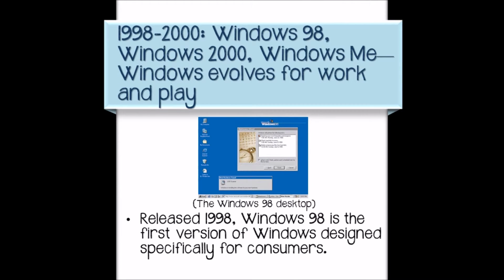1998 to 2000, Windows 98, Windows 2000, Windows Me, Windows evolves for work and play. Released on June 25, 1998, Windows 98 is the first version of Windows designed specifically for consumers. PCs are common at work and home, and internet cafes where you can get online are popping up. Windows 98 is described as an operating system that works better, plays better.